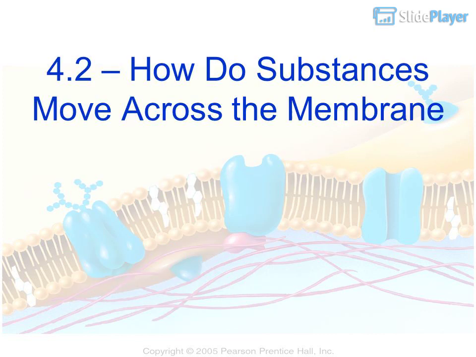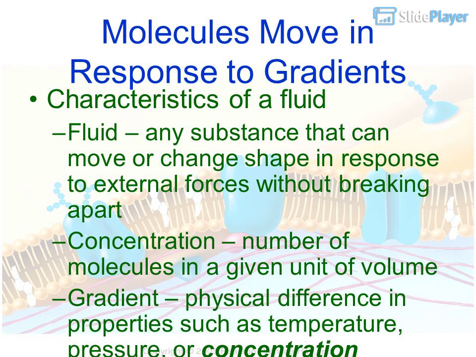4.2. How do substances move across the membrane? Molecules move in response to gradients. Characteristics of a fluid: a fluid is any substance that can move or change shape in response to external forces without breaking apart. Concentration is the number of molecules in a given unit of volume. A gradient is a physical difference in properties such as temperature, pressure, or concentration.